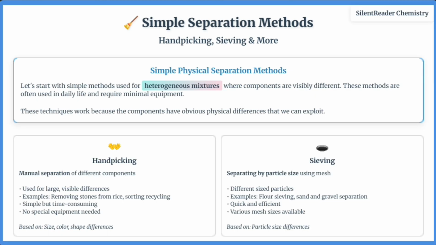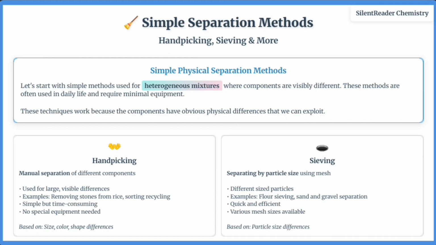Let's start with simple separation methods used for heterogeneous mixtures where components are visibly different. Handpicking involves manual separation of different components based on size, color, or shape differences, like removing stones from rice. Sieving separates by particle size using mesh, like flour sieving or sand and gravel separation.